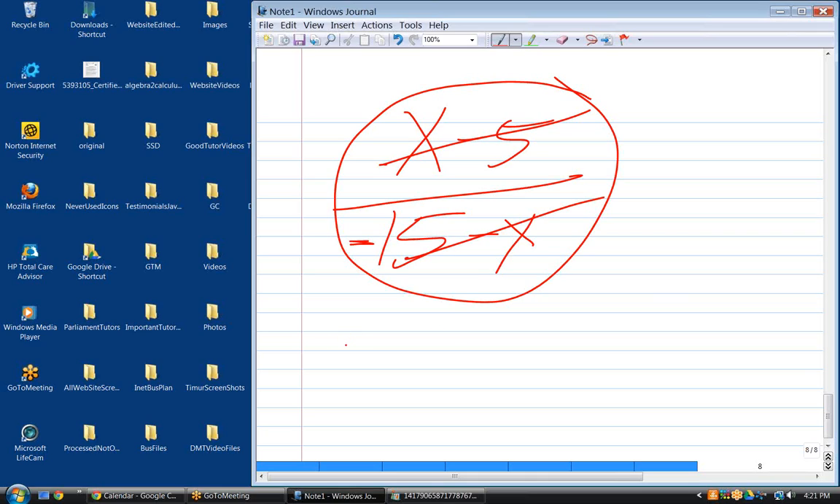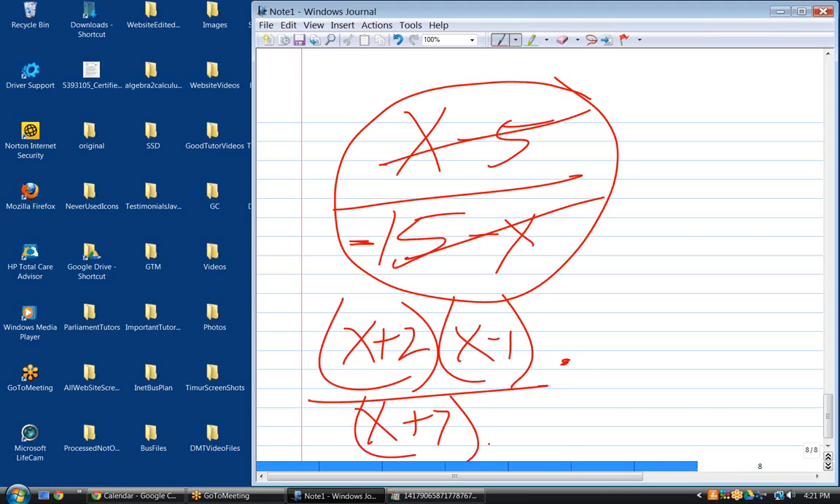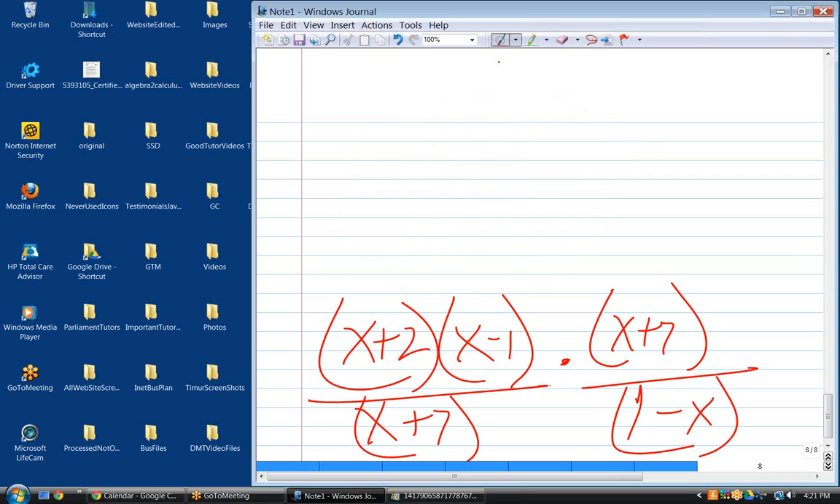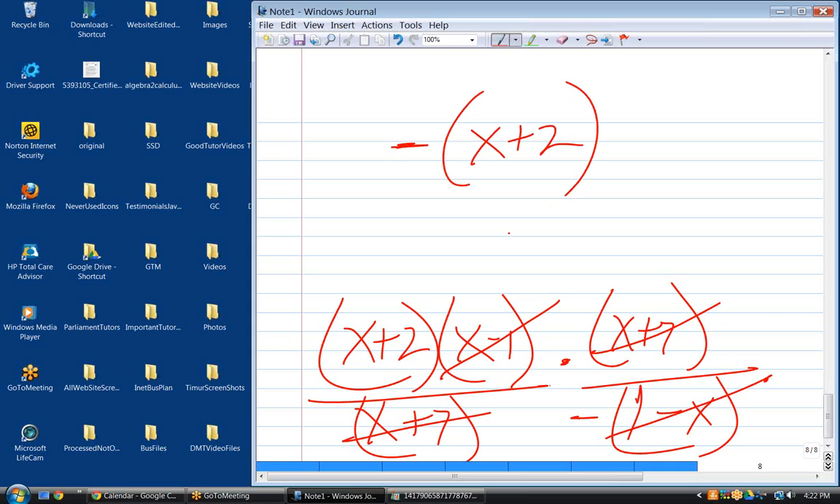In other words, you end up with an x plus 2 times an x minus 1, all multiplied, and you've got an x plus 7 down here. We're all multiplying it by x plus 7 over there, and down here we have a 1 minus x. So you might end up with a problem that looks like this. And of course you could cancel that with that, and you might stop at that point. But you shouldn't, because you can cancel that with that as long as you put a negative sign like that. So the answer to this would be negative x plus 2, or negative x minus 2.